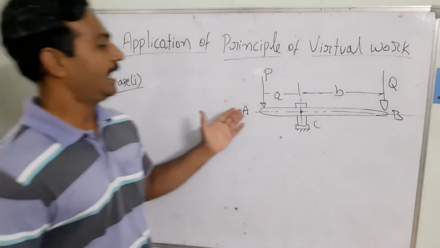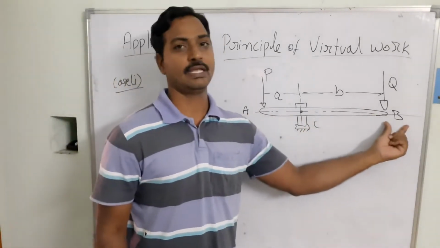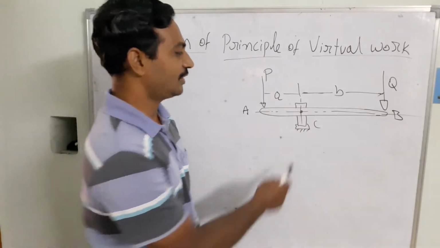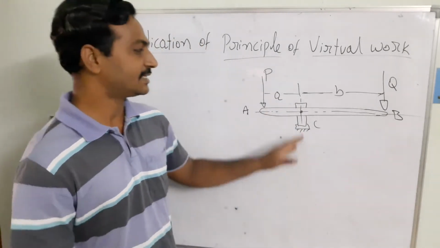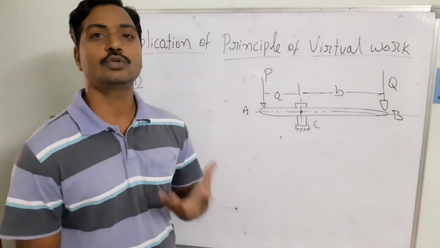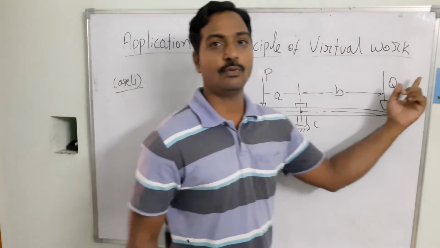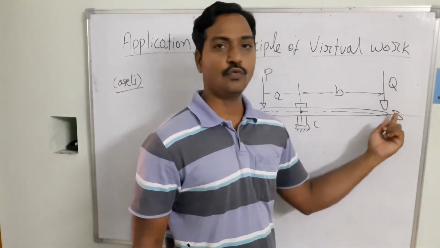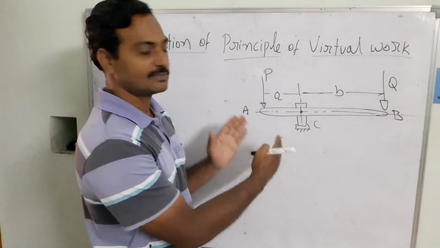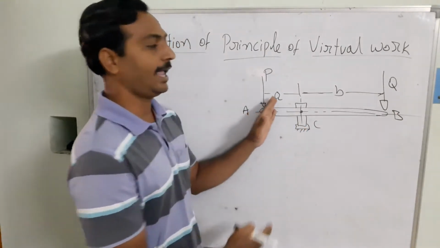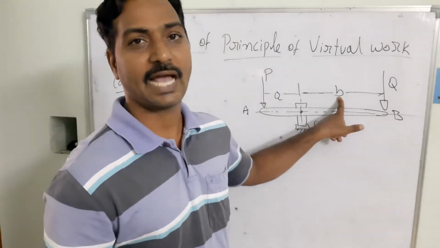In this case, A and B is one bar, with the ends A and B. It is hinged at the point C. I am applying two forces. One is at end A, which is P, and at end B there is a Q force acting. And you can see here, the geometrical distance between the point A and C is a, and from C to B is the small b distance I have mentioned.